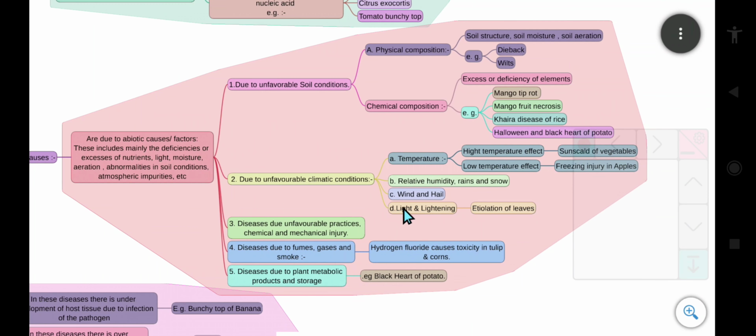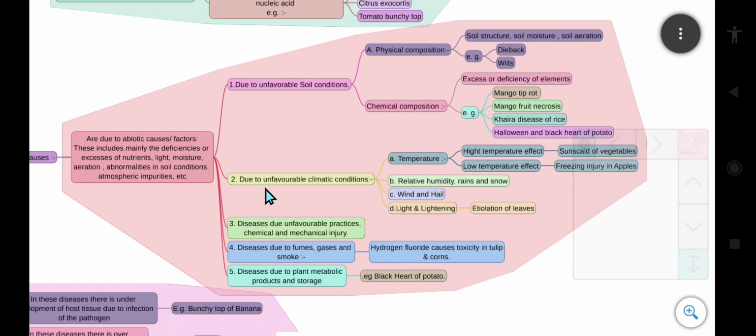In this, we'll see here. First one is due to unfavorable soil conditions. One is physical composition and second one is chemical composition. In physical composition, we have soil structure, soil moisture and soil aeration. Its examples are dieback and wilts. Second one is chemical composition: excess or deficiencies of elements. The examples are mango tip rot, mango fruit necrosis, Khaira disease of rice, Halloween and black heart of potato.